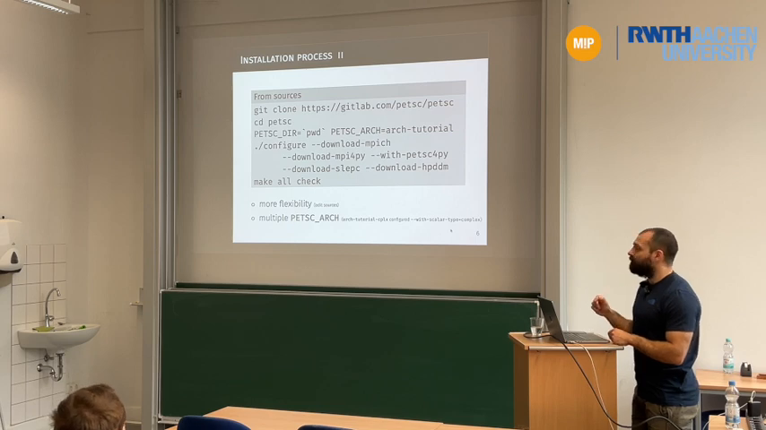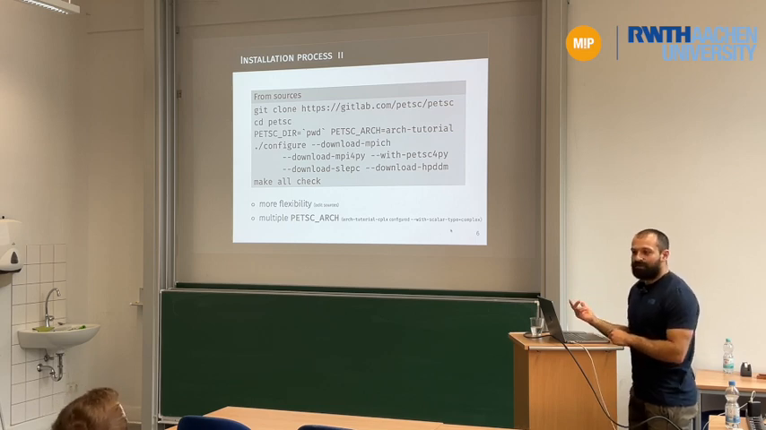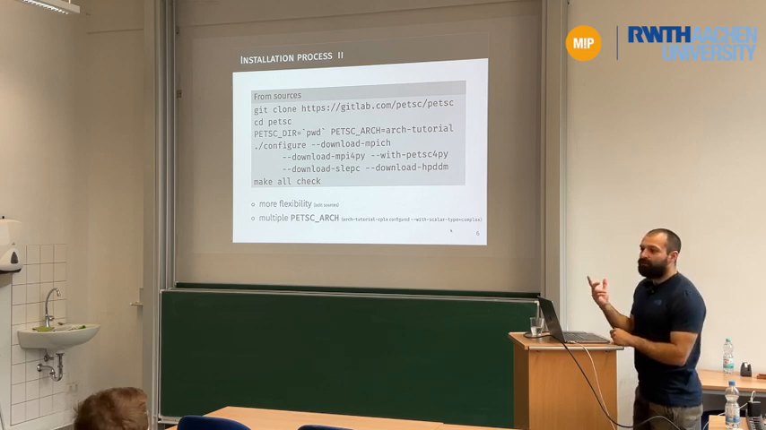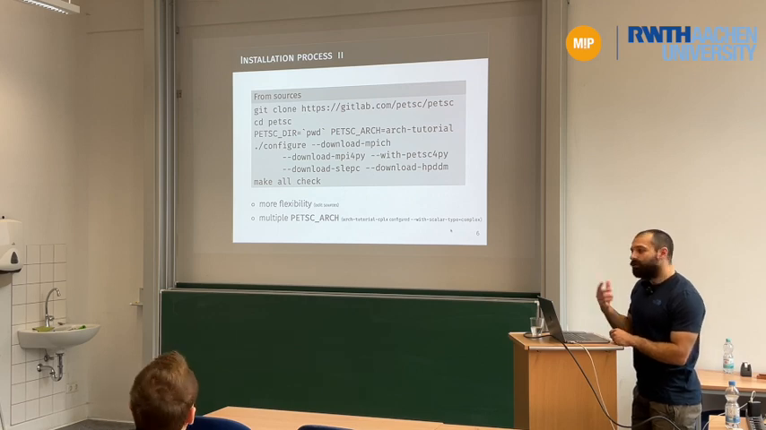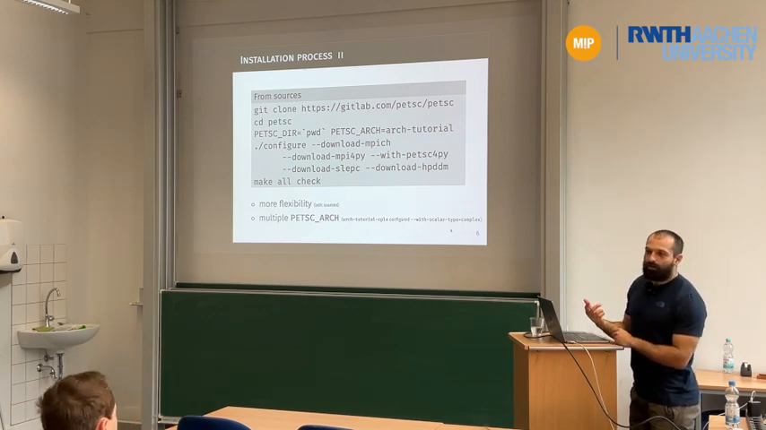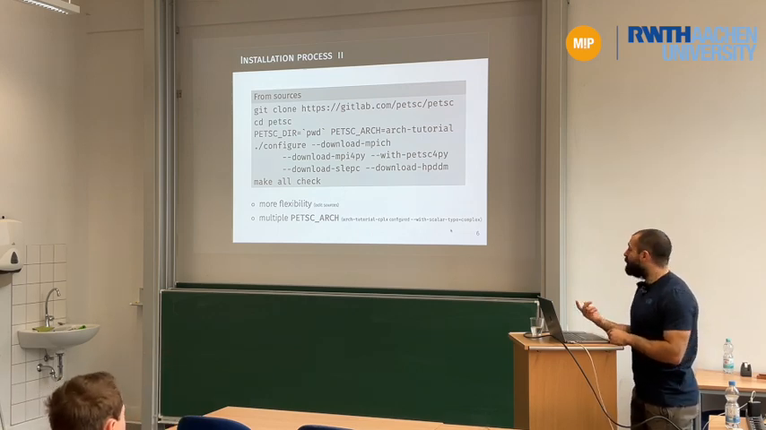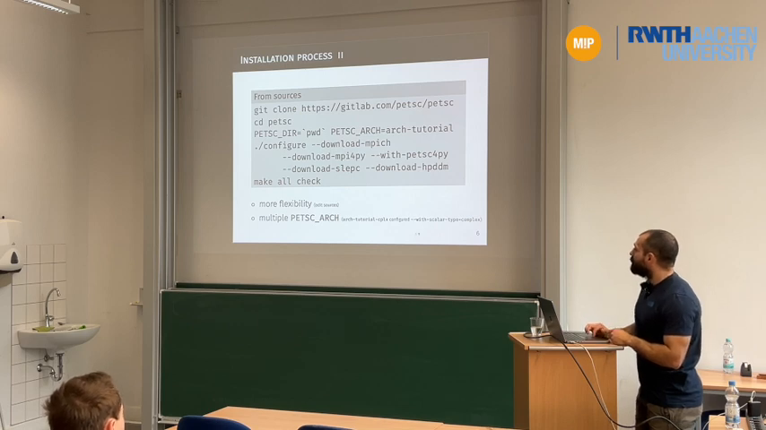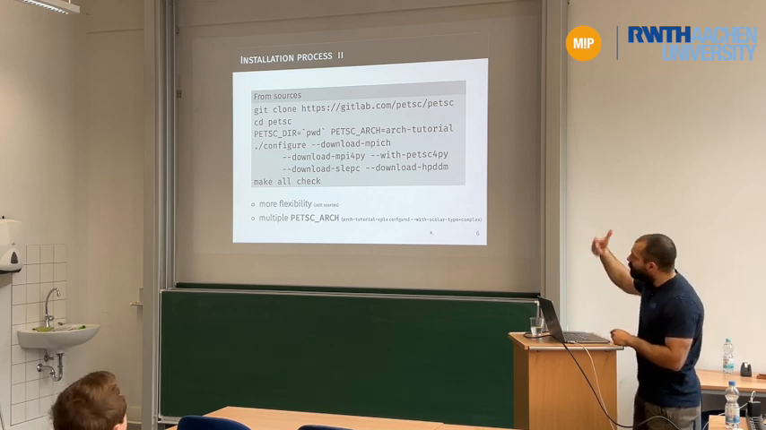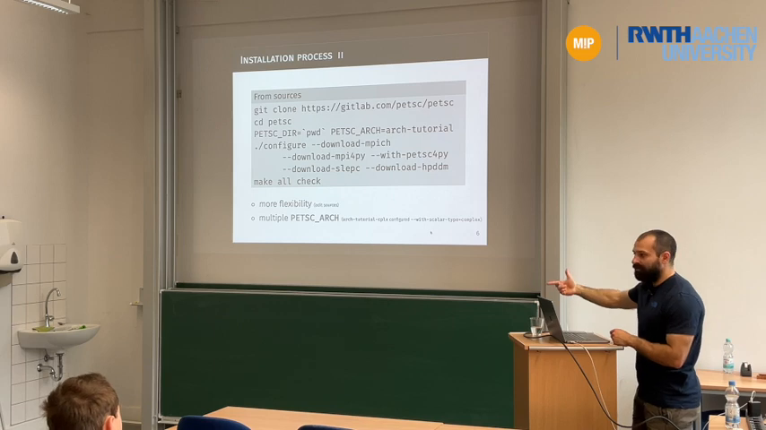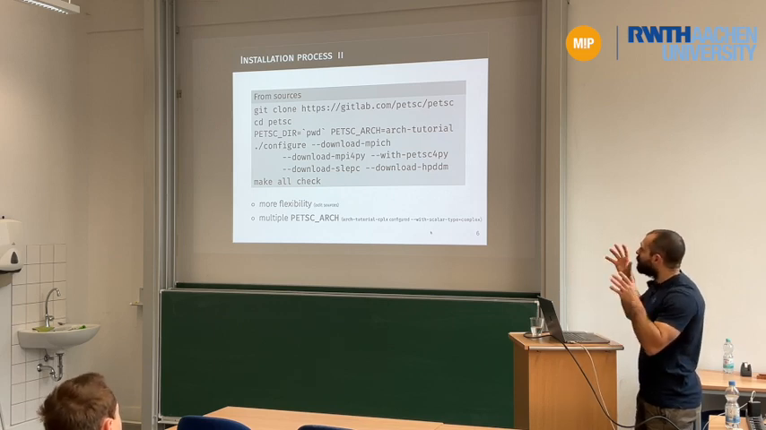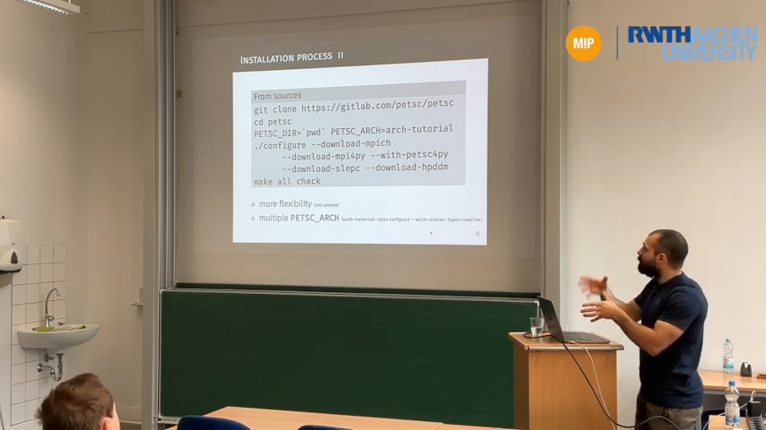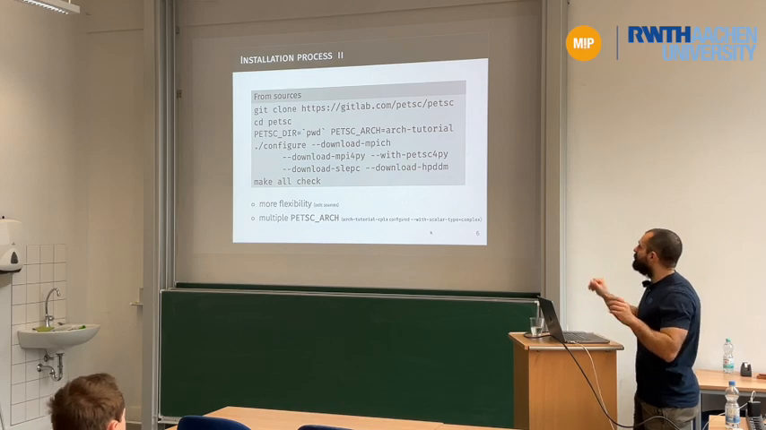By default, PETSc uses 64-bit precision, but if for some reason you want to solve a problem in quadruple precision, or in single precision, or even in half precision, you need to add another parameter, which is --with-precision=single, or float128, and you need to reconfigure and rebuild PETSc. But again, you can have the same source, the same PETSc directory, and then multiple PETSc arch.